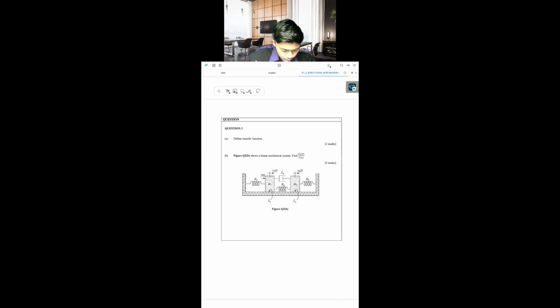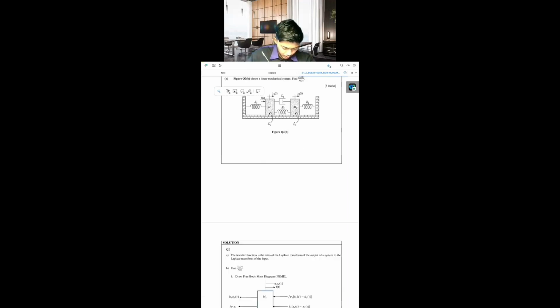For question A, it asks to define transfer function. Okay, we know that transfer function is the ratio of the Laplace transform of the output of a system to the Laplace transform of the input. Okay, so itu jawapan untuk question 2A.